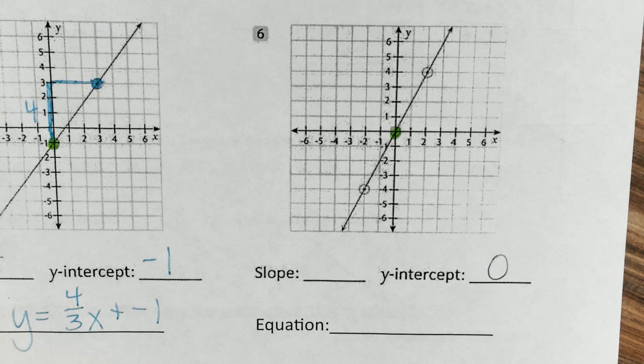Check your y-intercept with mine. Question, how many dots did they give you? 3. Do you need all 3? How many do you need? 2. Does it matter which 2 you use? No, pick whichever 2 you want to use. You have to simplify, right? You have to simplify it if it can be simplified, yes.